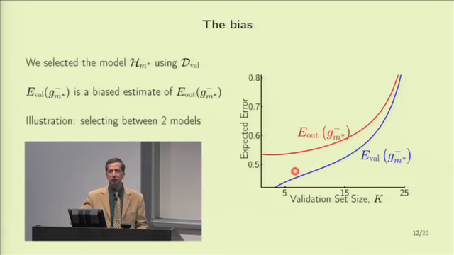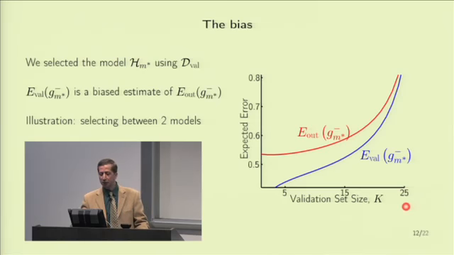I'm saying that I chose H2 or H5. In each run, I may have chosen H2 sometimes and H5 sometimes, whichever gave me the smaller E_val. And I'm taking the average over an incredible number of runs. That's why you have a smooth curve, okay? So this will give me an indication of the typical bias you get when you make a choice between two models under the circumstances of the experiment.